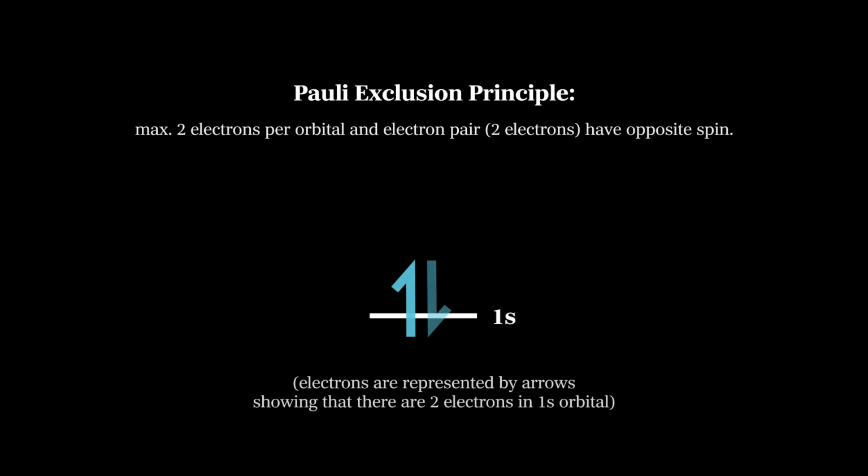Additionally, according to the Pauli exclusion principle, no more than two electrons can occupy the same orbital, and electrons, represented by arrows, should point in opposite directions, indicating opposite spins.